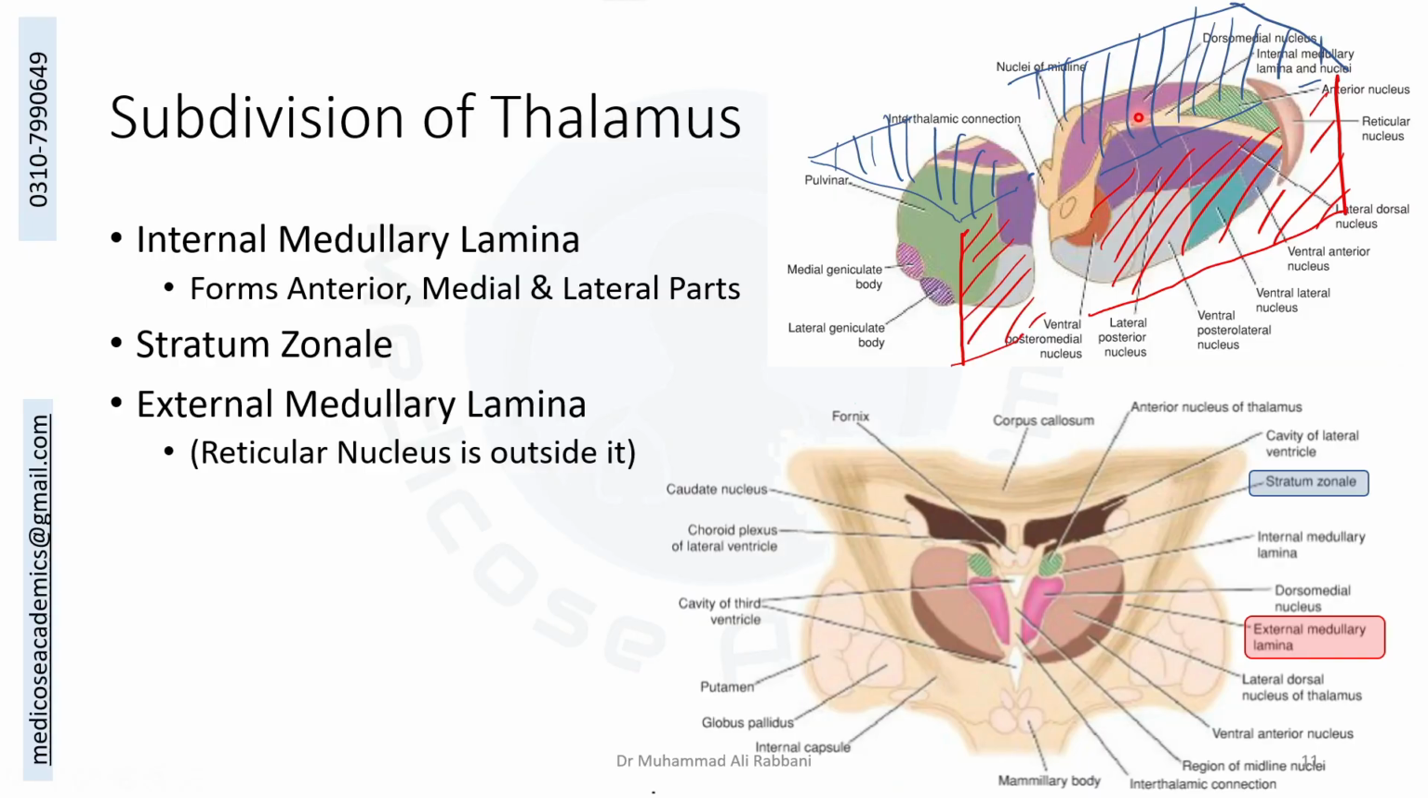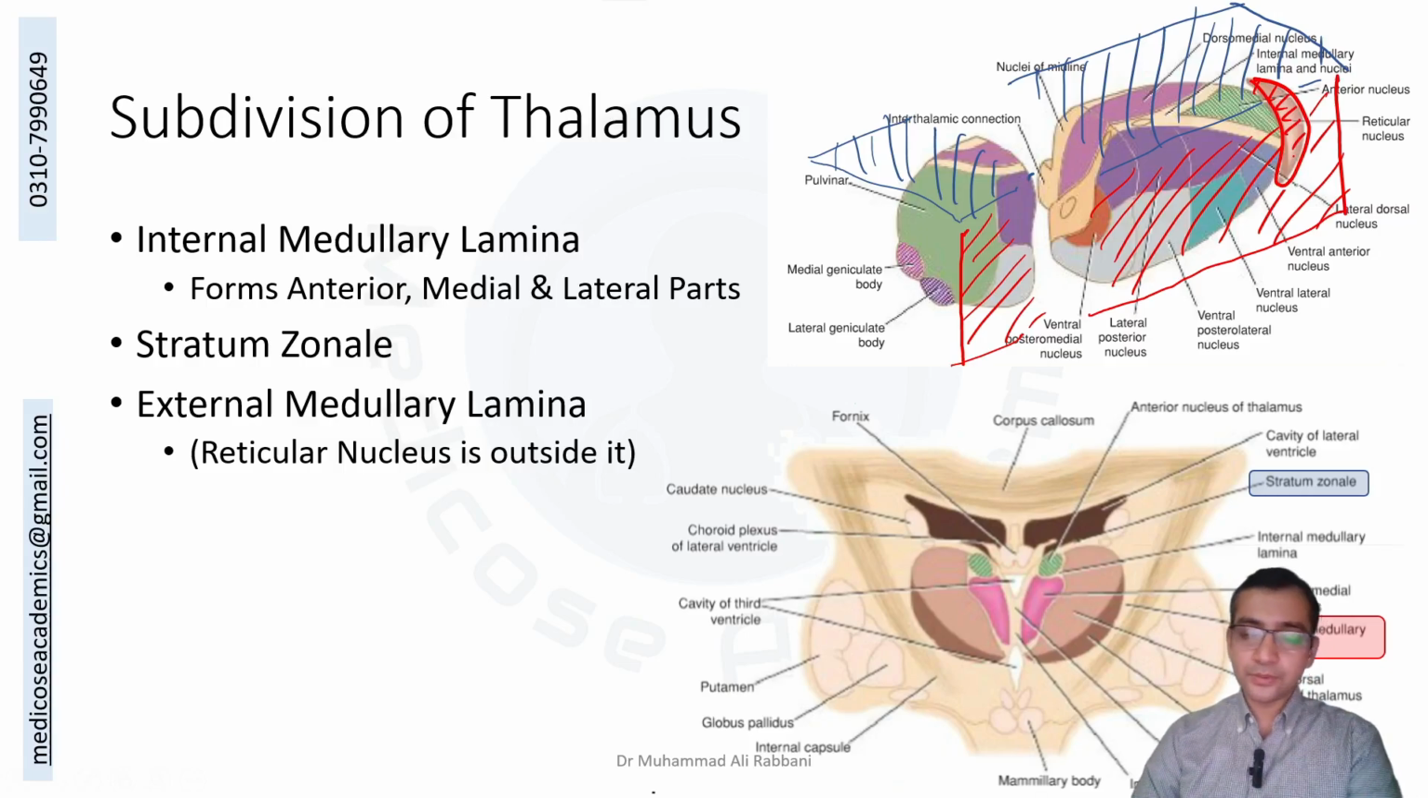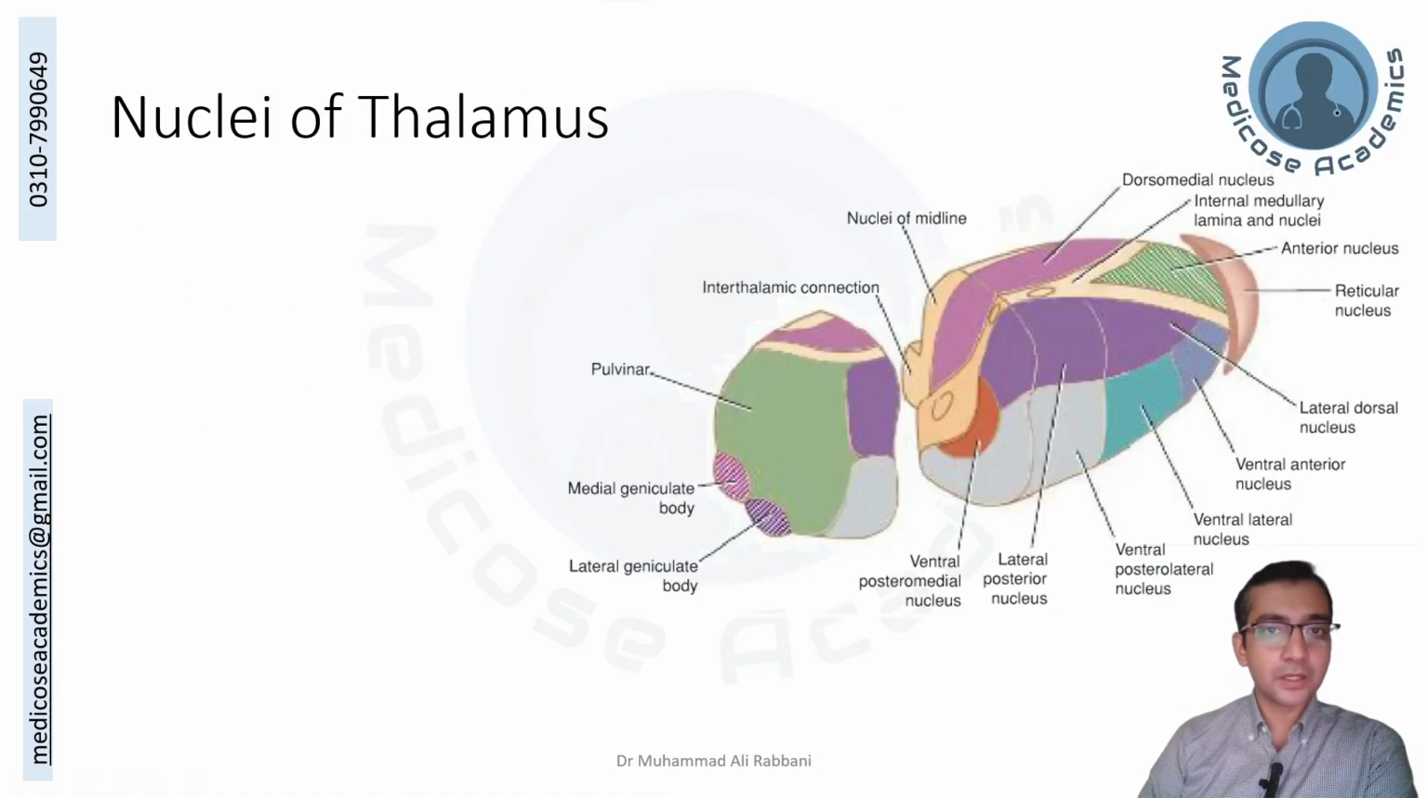In the upper aspect, there is the stratum zonale. On the lateral aspect, there is the external medullary lamina. And there is a nucleus of the thalamus, the reticular nucleus, that is present right here. Just keep in mind, it is present external to the external medullary lamina. These are a few things that you will see when reading a book, so I wanted to give you a heads up.